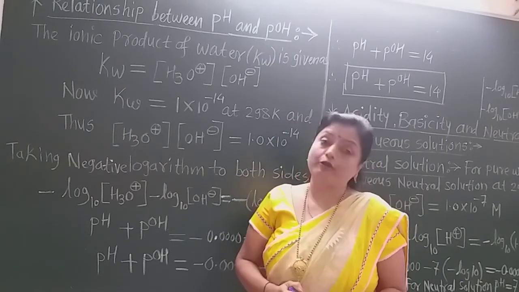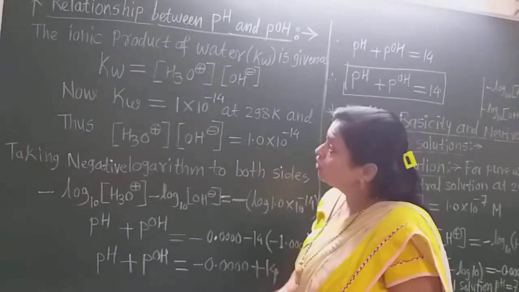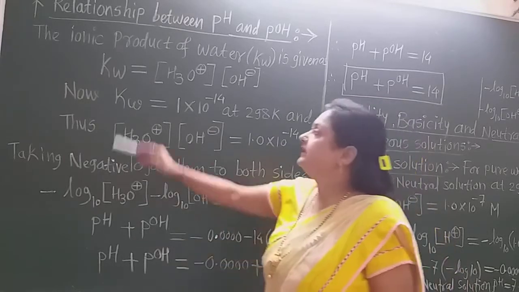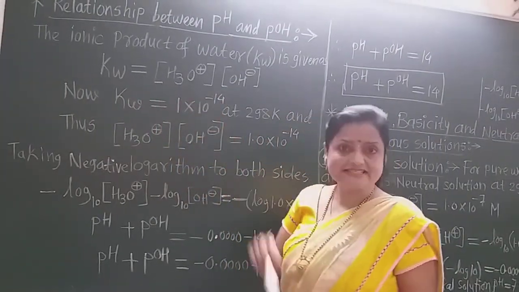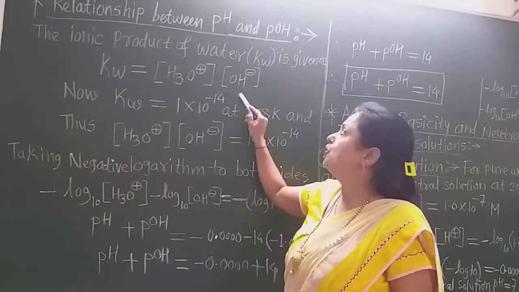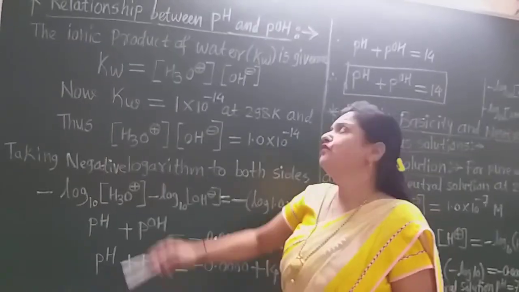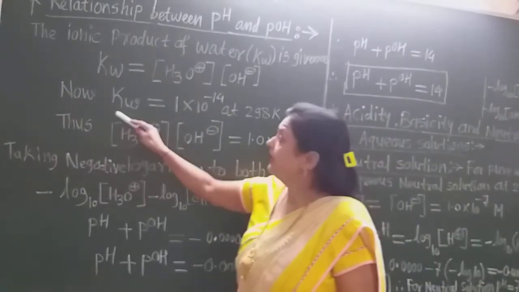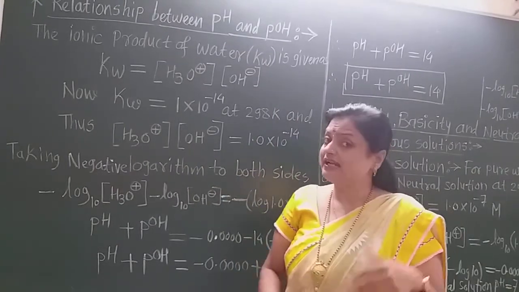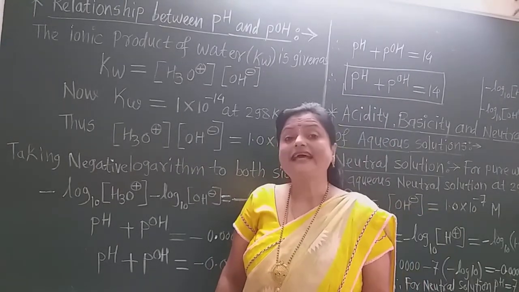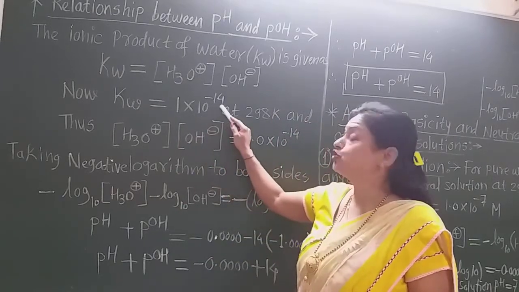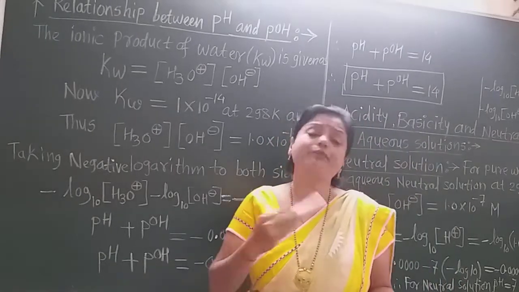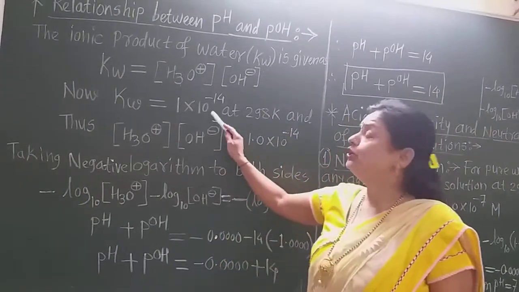The formula of the ionic product of water is Kw. So the ionic product of water Kw is given as Kw is equal to H3O plus ion concentration into OH minus ion concentration. We can also take H plus ion concentration here, that is also correct. We calculated the value of Kw in the last lecture as 1 into 10 raised to minus 14 at room temperature, that is 298 Kelvin or 25 degree centigrade.